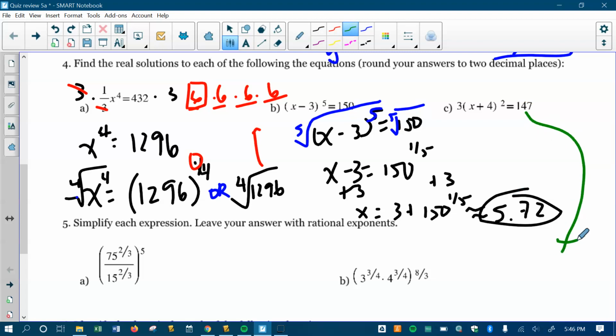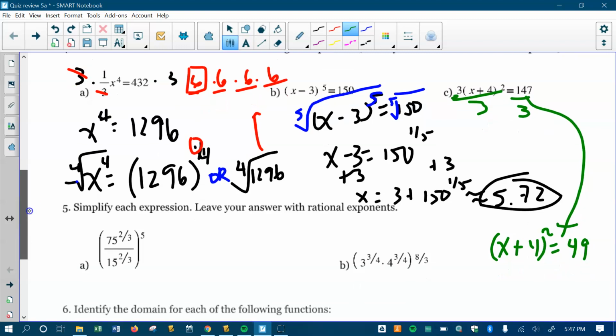So for C, there's that 3 in front that I don't like, so let's divide by 3 on both sides. Okay, I'm sorry if my handwriting is not as good as your teacher's. It's not my fault. Let's see, I believe that's 49.